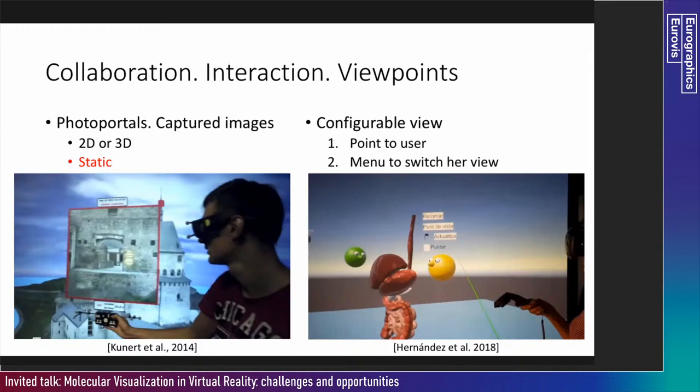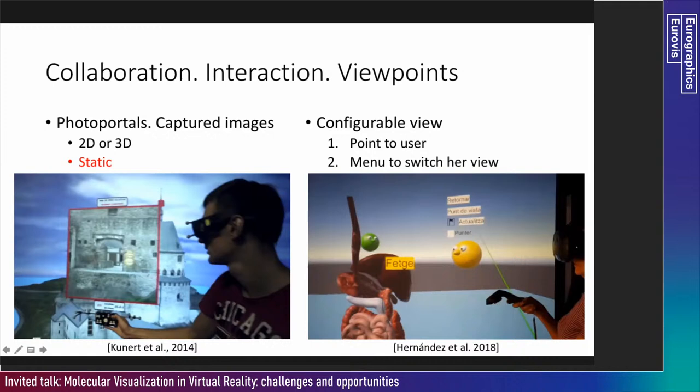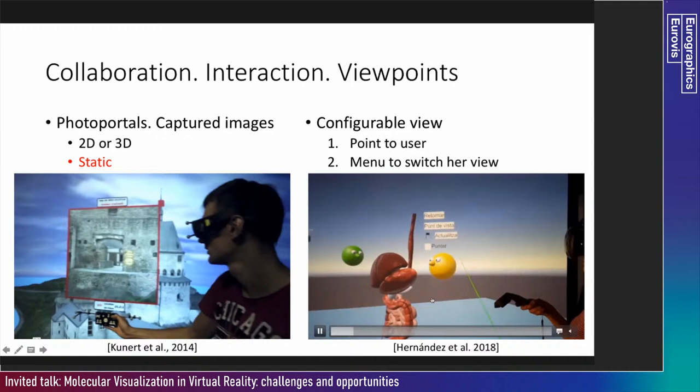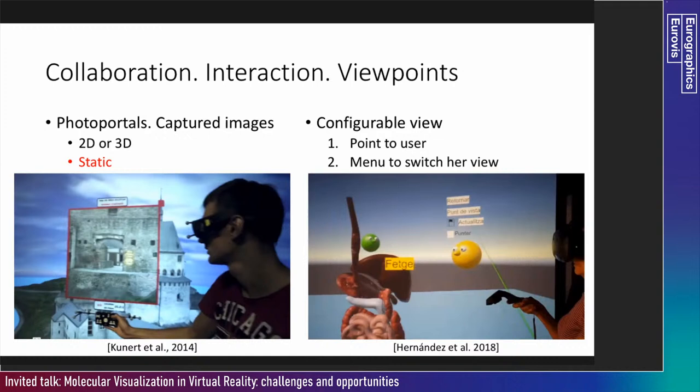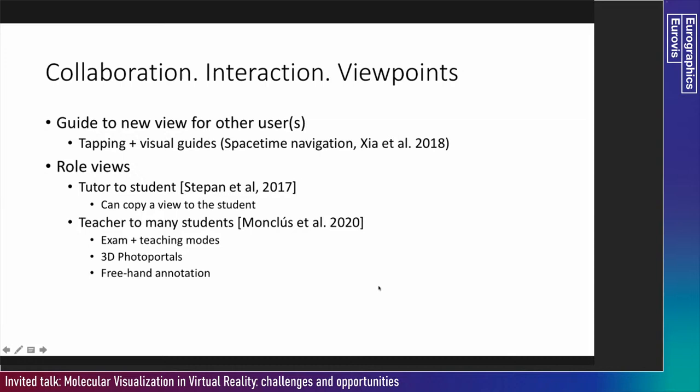One way of sharing views is taking images. We can capture an image and show it to the other users, like in the photo portals, although they are static. Or in the other example here on the right, if we point to a user, there's a menu that lets me change to see what he or she is looking at, and then the viewpoint changes. There are other techniques that let you guide the other users by tapping them and showing some visual guides that let the other user follow the path you took to explore the model.